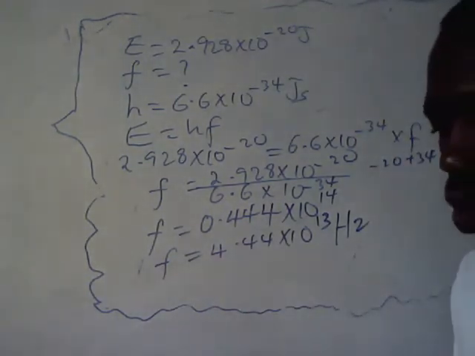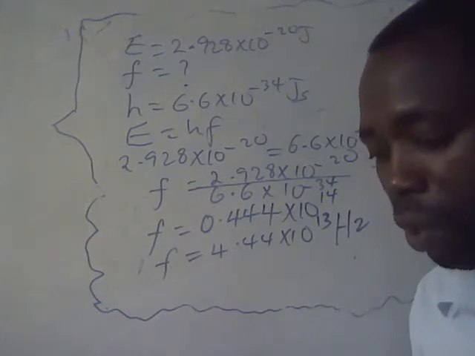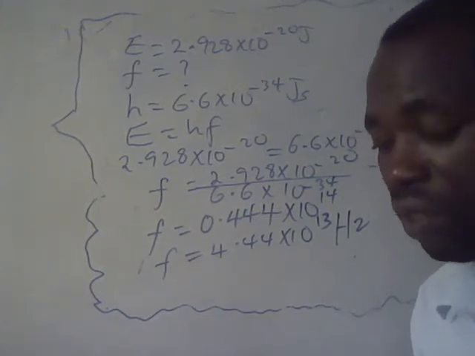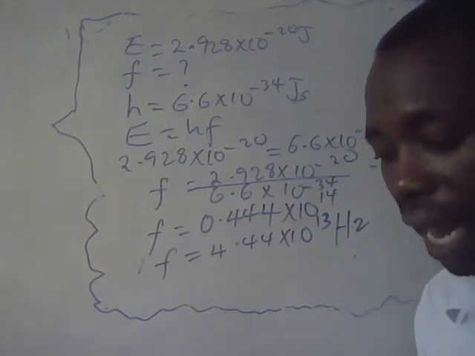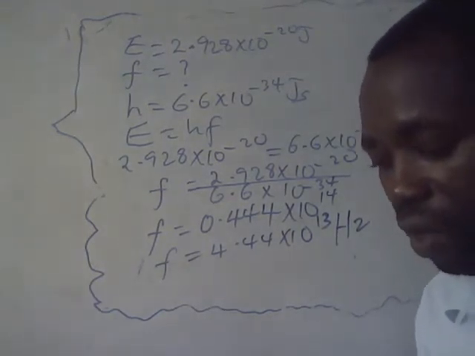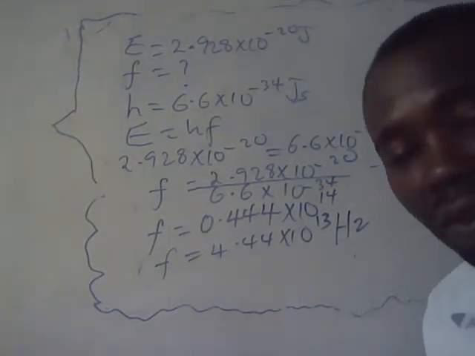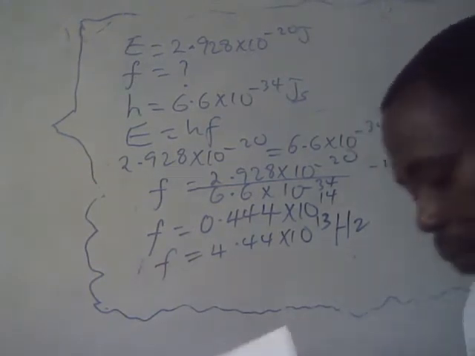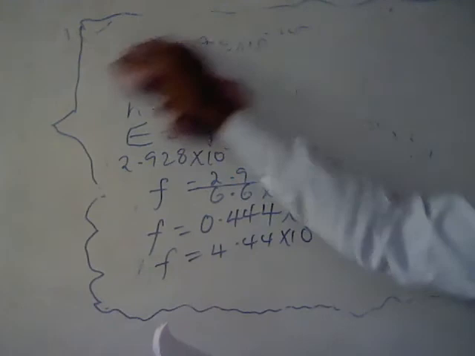So don't forget that the question says an atom radiates energy of 2.928 times 10 to the minus 20 joules when its electrons fall to the ground state from a higher energy level. Calculate the frequency of the emitted photon, given the Planck constant. So 48, the correct option is option C. Now 49. So let's go. 49 is a calculation question.